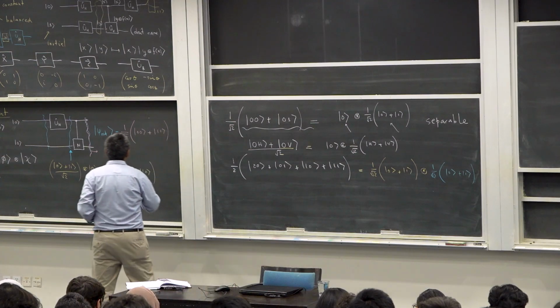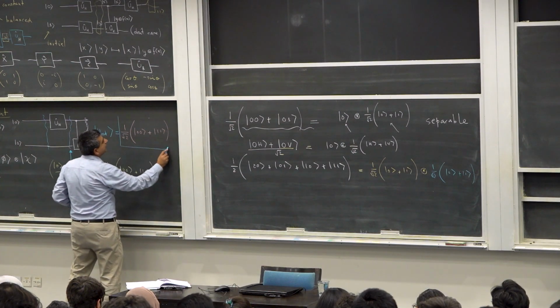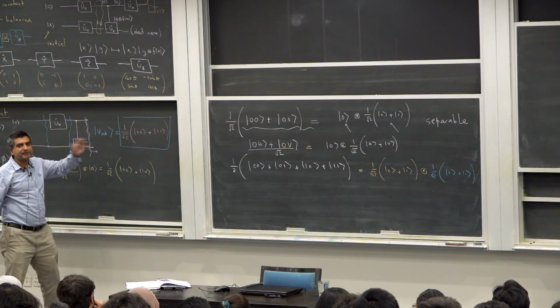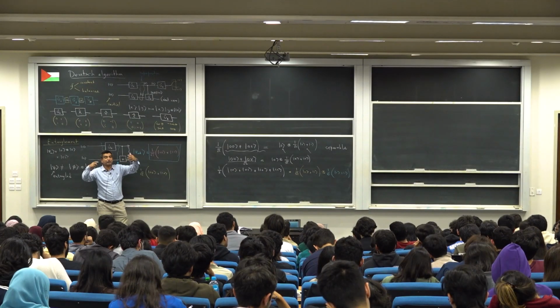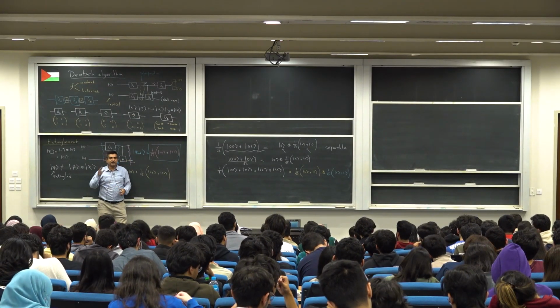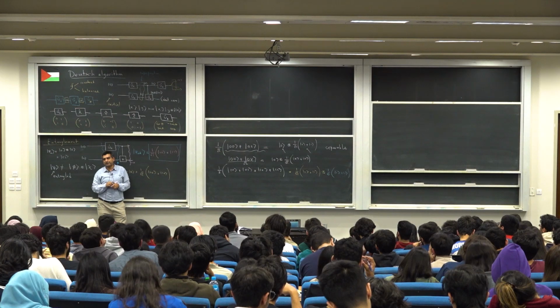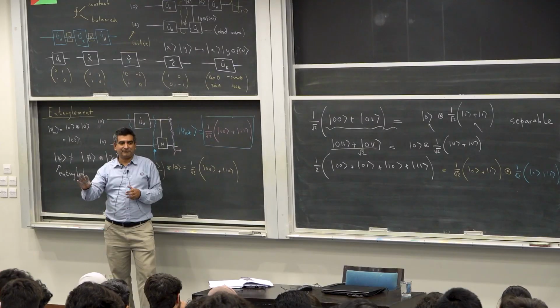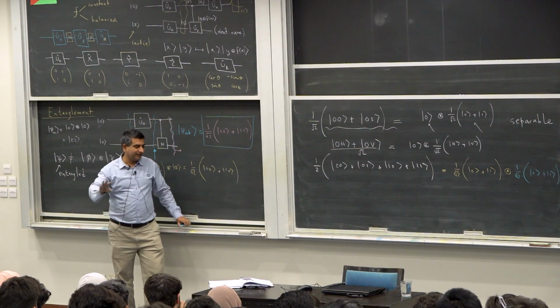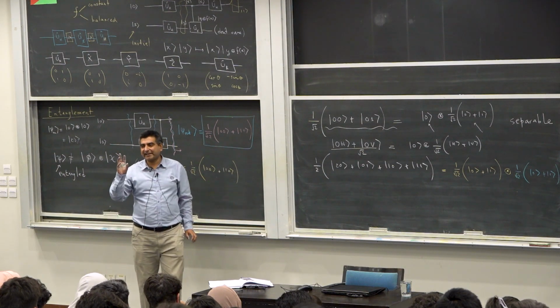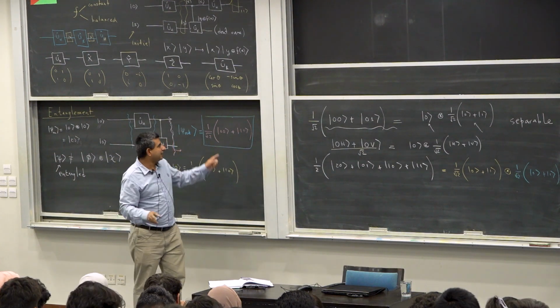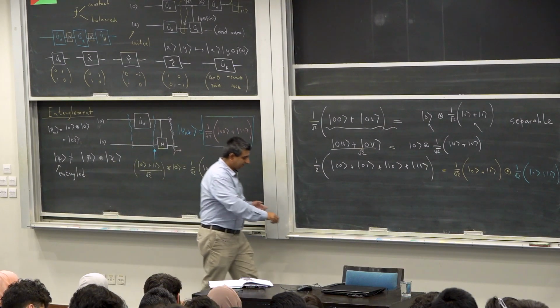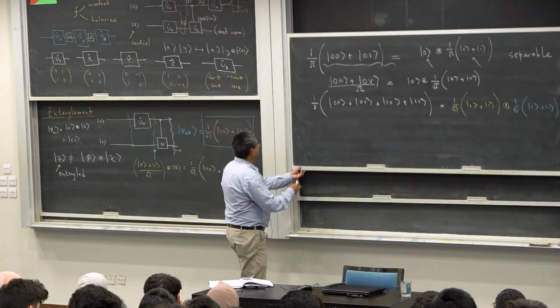However, if I were to consider this output from this circuit, is it possible to write this particular combination as a factorizable product of two qubits? I cannot do that. It's impossible to do that. There's no way I can write this as a ket tensor with another ket. It really is this thing here. Let's call this state psi out.